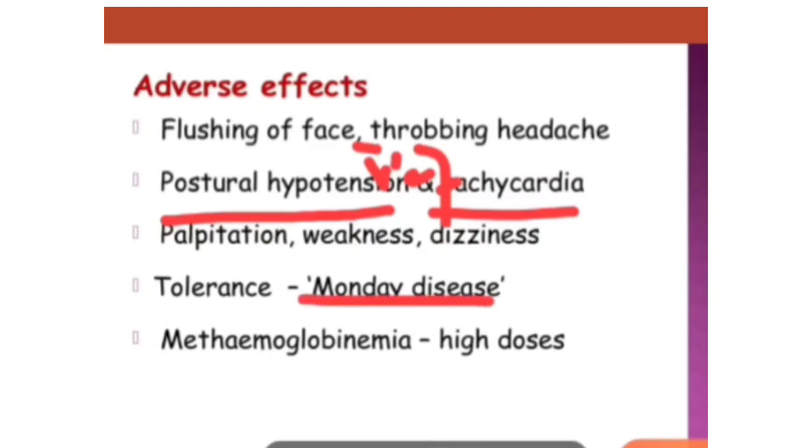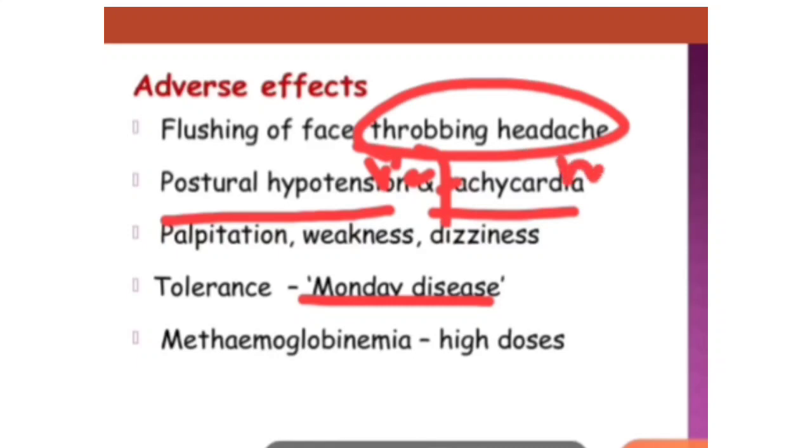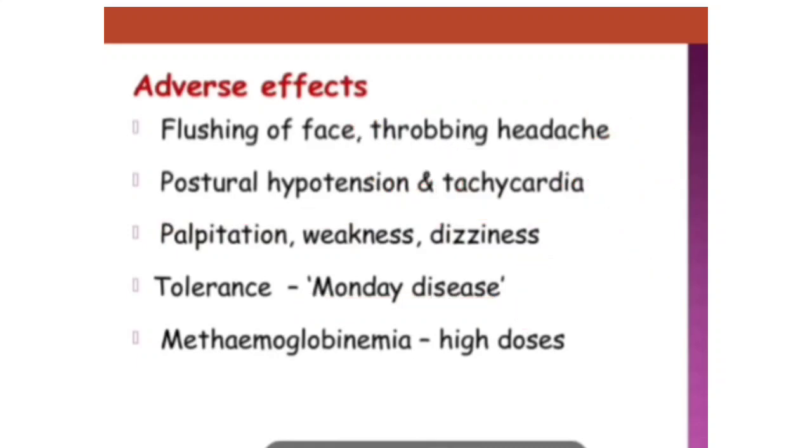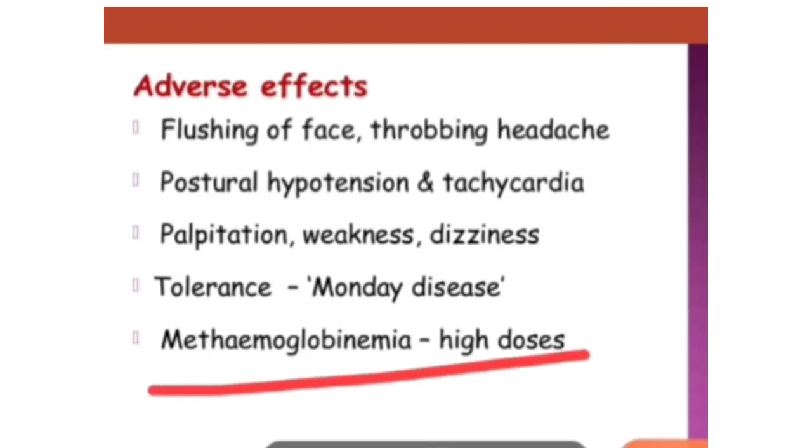Then there is a throbbing pain. Throbbing pain is due to vasodilation of the meningeal artery; more blood passes into the meningeal artery and the patient feels pain. Then we move on to methemoglobinemia, which occurs at high doses.